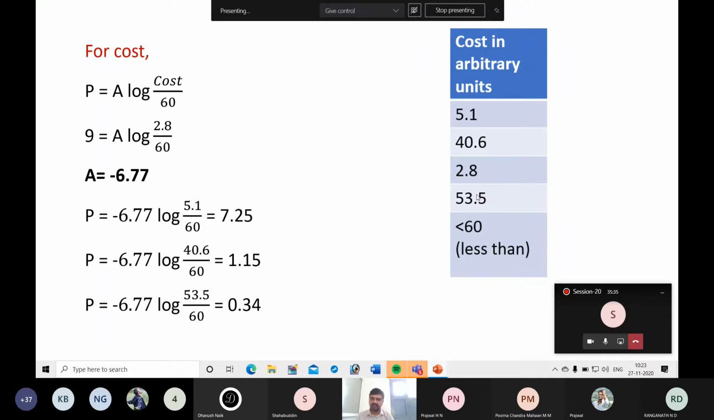1.15. Okay, least preferred is the highest cost, that is 53.5 is the least preferred one. That's why for that it is assigned as 0.34. That means it is least preferred since it costs very high. Okay.